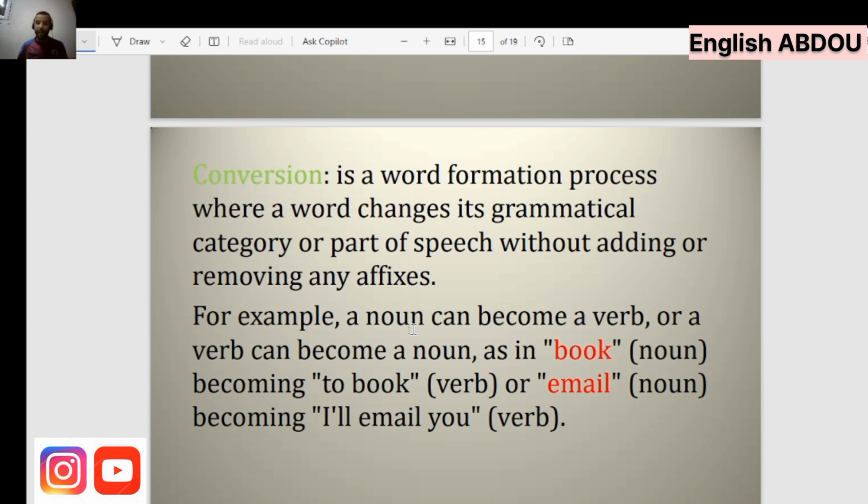Okay, as a noun, but it becomes a verb, like "I book in the hotel." Okay, the same thing with email. Email is a noun, but when you use it in a context, it becomes like a verb, like "I will email you tomorrow, inshallah."